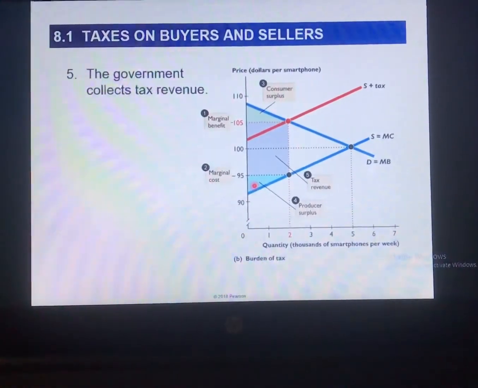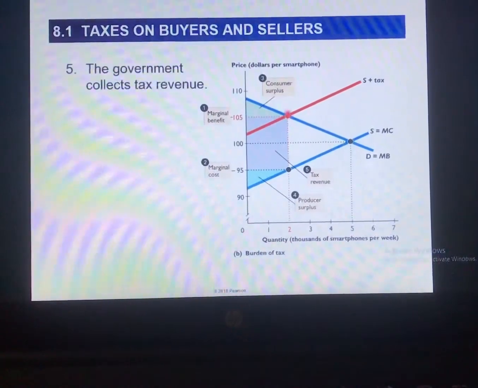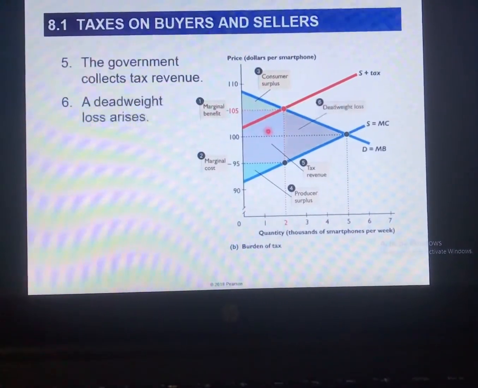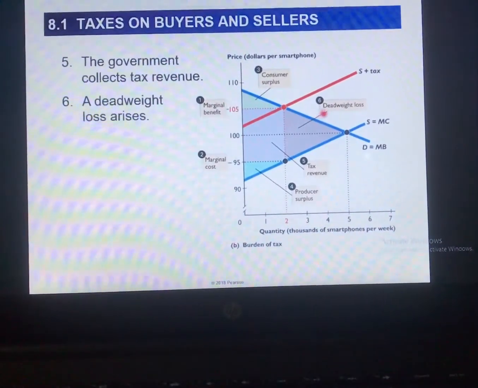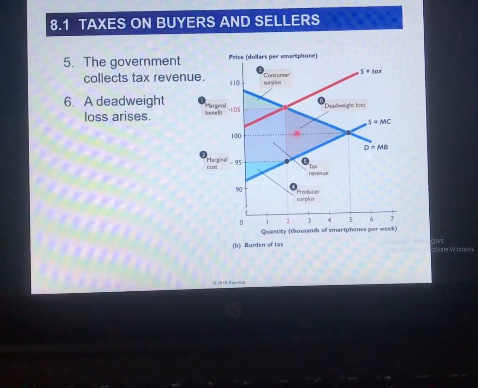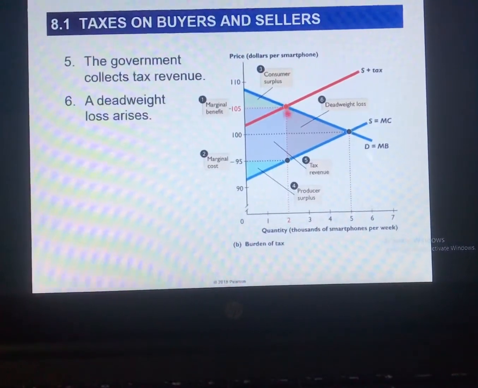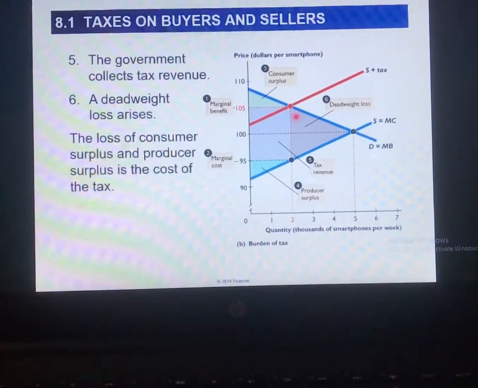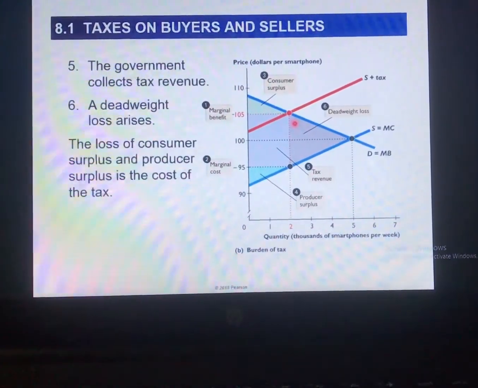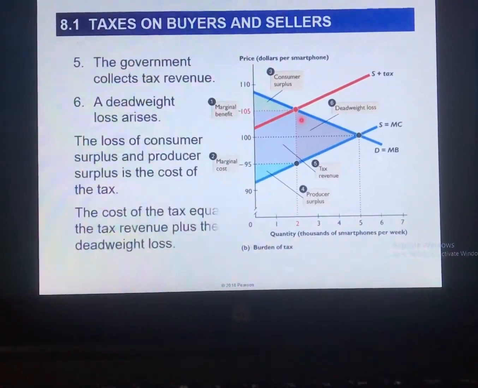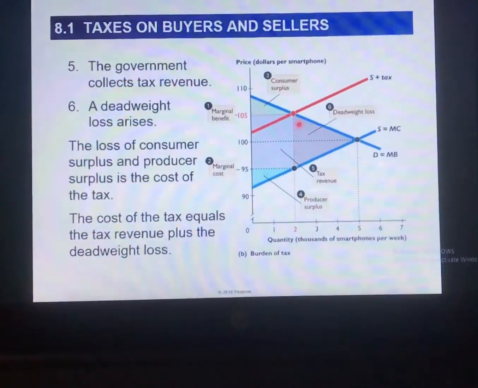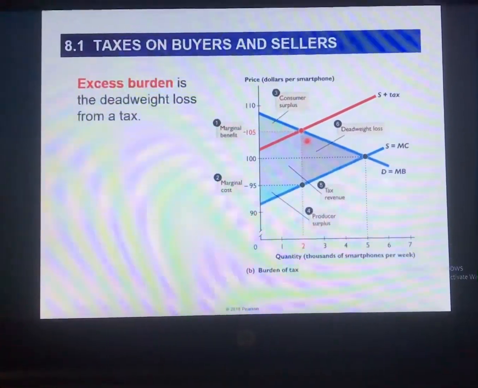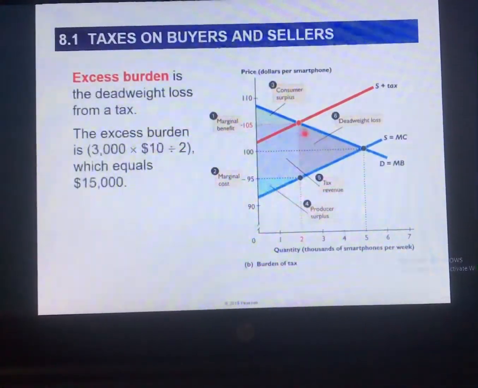So the government collects the tax revenue. These two boxes represent government tax revenue. Also, a deadweight loss arises. This triangle here represents the deadweight loss. The loss of consumer surplus and producer surplus is the cost of the tax. So the cost of the tax equals the tax revenue plus the deadweight loss. Excess burden is the deadweight loss from the tax.